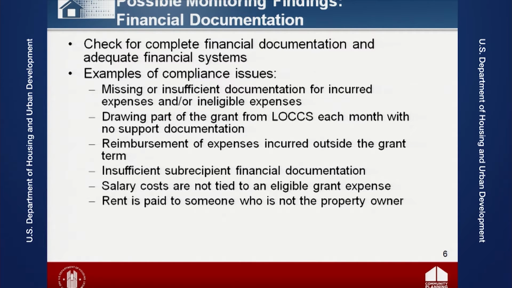Examples of financial compliance issues are missing or insufficient documentation for incurred expenses and/or ineligible expenses, drawing a percentage of the grant each month with no support documentation of why funds were drawn, reimbursement of expenses incurred outside of the grant term, lack of financial oversight for subrecipients, salary costs that cannot be tied to any eligible grant expense, and paying rent to someone who is not the property owner.